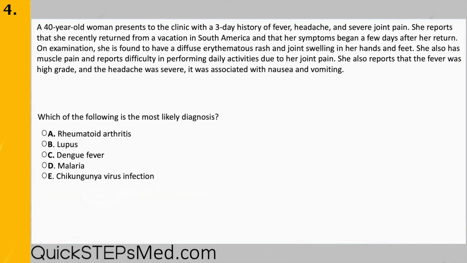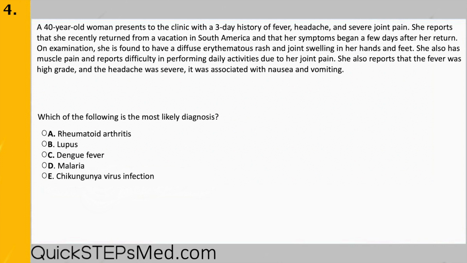A 40-year-old woman presents to the clinic with a 3-day history of fever, headache, and severe joint pain. She reports that she recently returned from a vacation in South America and that her symptoms began a few days after her return. On examination, she is found to have a diffuse erythematous rash and joint swelling in her hands and feet. She also has muscle pain and reports difficulty in performing daily activities due to her joint pain. She also reports that the fever was high grade and the headache was severe and was associated with nausea and vomiting. Which of the following is the most likely diagnosis?